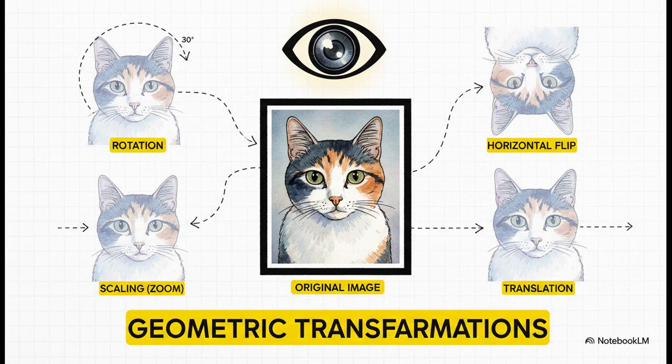The whole point here is to teach the AI a really important lesson. An object is still the same object, no matter how it's turned, where it is in the frame, or how big it is. This is absolutely fundamental for recognizing things out in the wild.